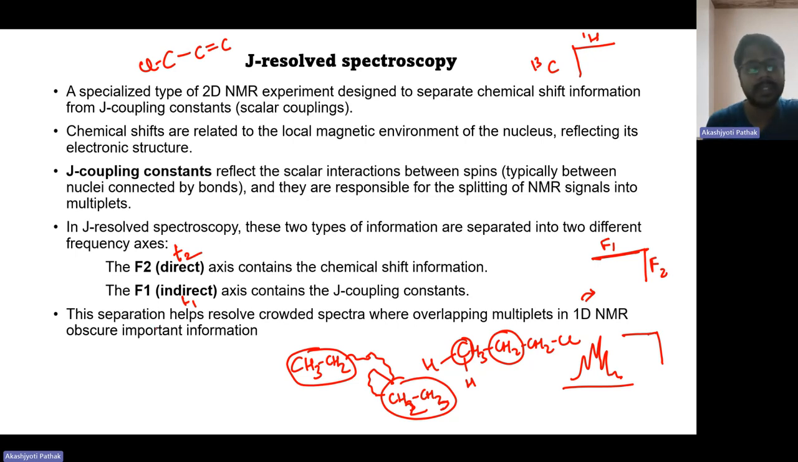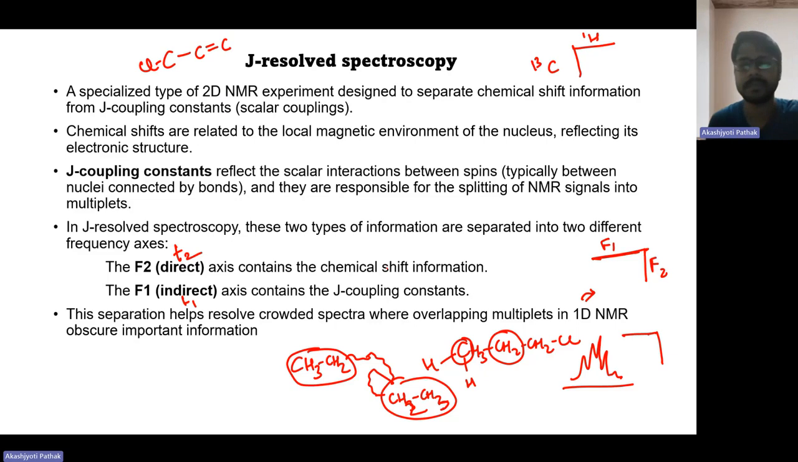That is what is said over here, that this separation helps resolve crowded spectra where overlapping multiplets in 1D NMR obscure important information. So this CH3, CH2 will look the same in the 1D NMR spectra. All the CH3, CH2 will give you the peak at the same location, right? So there will be crowding of the spectra. So we need to separate the chemical shift information and the J coupling constant.